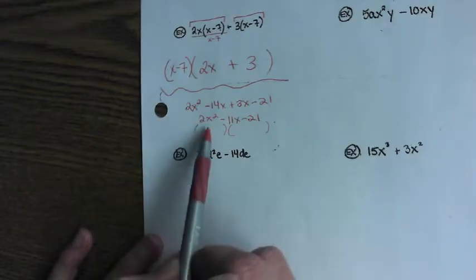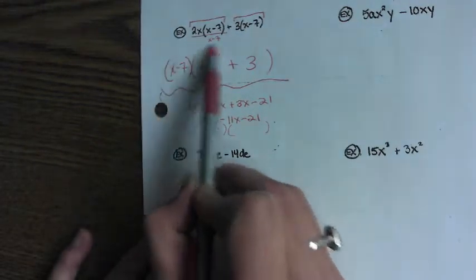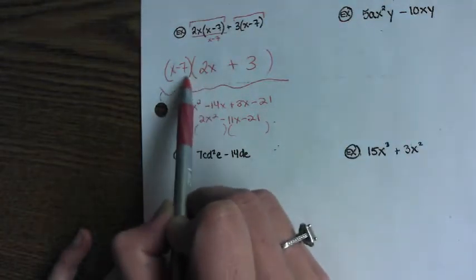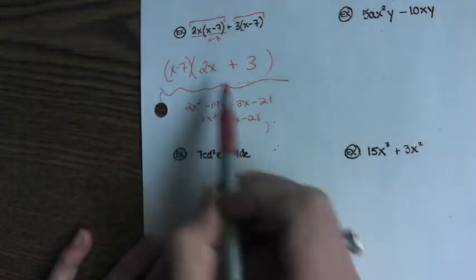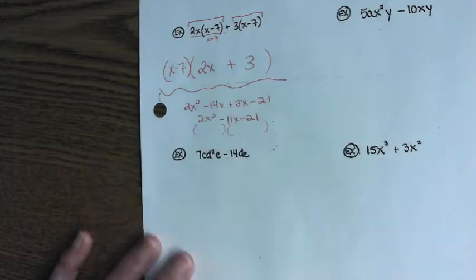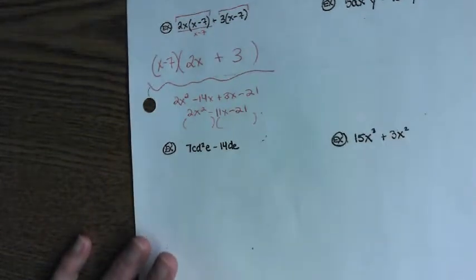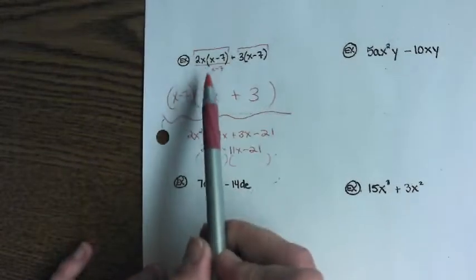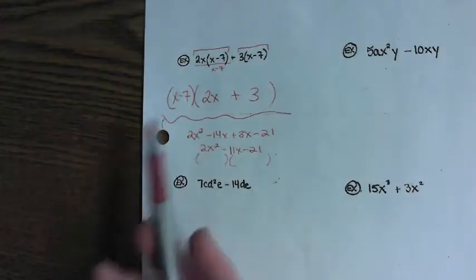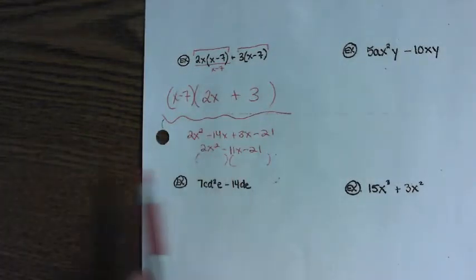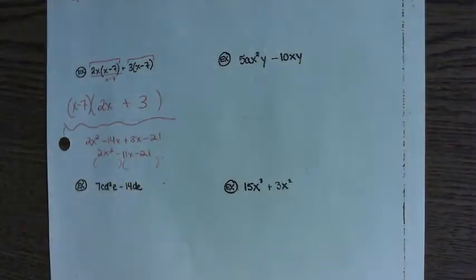X times 2x is 2x squared. The outer is 3x. The inner is minus 14. 3 minus 14 gives us the negative 11. And negative 7 times 3 is negative 21. So could you get there? Yes. But doesn't that make your life so much harder? If you had just seen the x minus 7, aren't you there just so much faster? A lot less thinking. Try this one on your own.